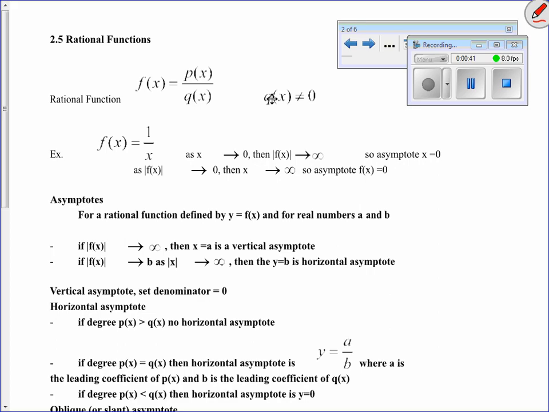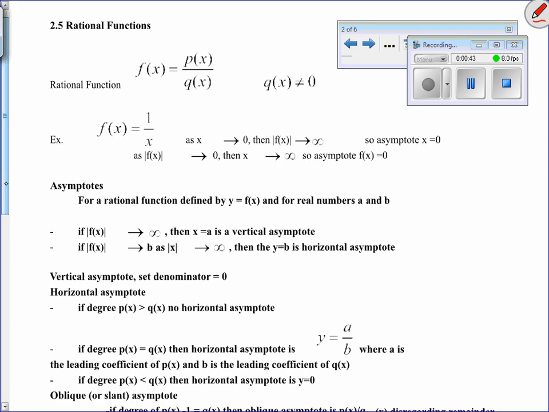So here we go. Rational functions, that's something we all learned in Algebra 2 Honors. Here's a quick refresher on what that is. For any rational function, we have one polynomial over another, some p of x divided by q of x. And we just remember that q of x can't be equal to 0. Okay, mind your p's and q's.